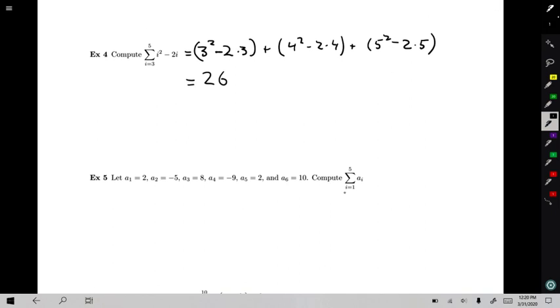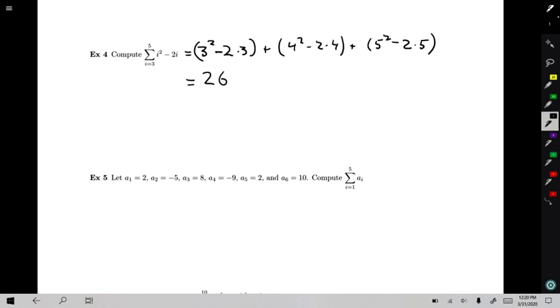So here we have some starting values for the A sub somethings, and we want to compute this sum from I equals 1 to 5 of AI. This is a little bit different because the things that we're adding up aren't just numbers that depend on I as arithmetic combinations of i's. It's not like we're taking I squared here. We're using I as a subscript to indicate which of these numbers we want to grab.